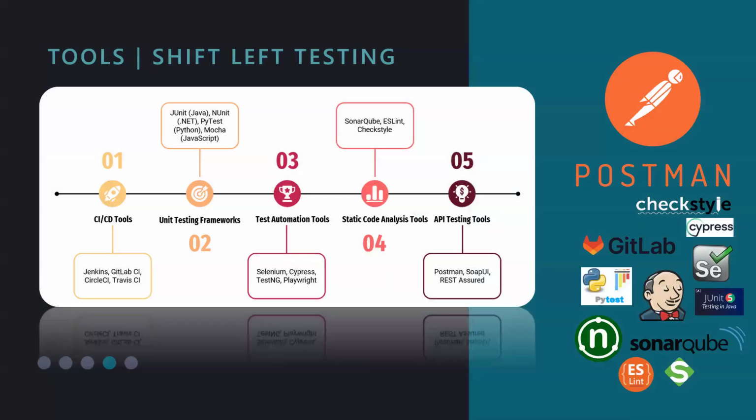Let's talk about the tools, because shift left testing is not just a mindset, it needs the right tools to make it work. We have tools like Jenkins, which helps you automate the build and testing process. This is essential for continuous integration.